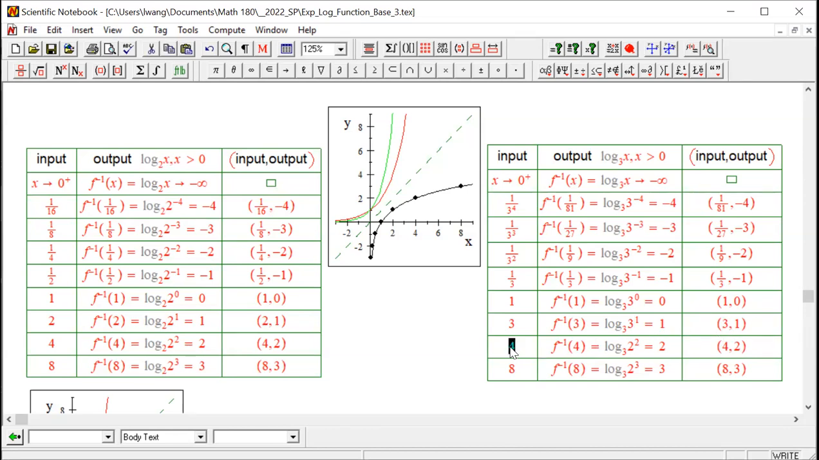When input is 9, 3 squared, this is 3 squared as input, the output is 2. And when input is 3 to the power of 3, I hope you see that pattern already. So this is 27, and the output is 3. So here 27, output is 3, okay? So we know what the other curves are.